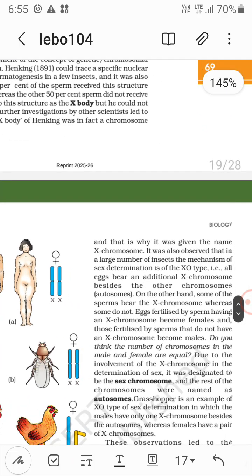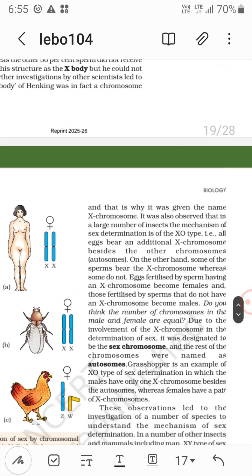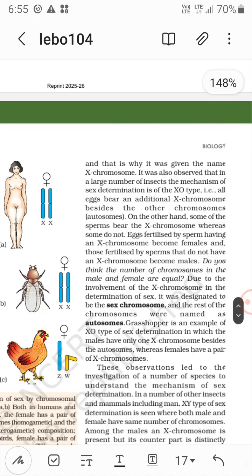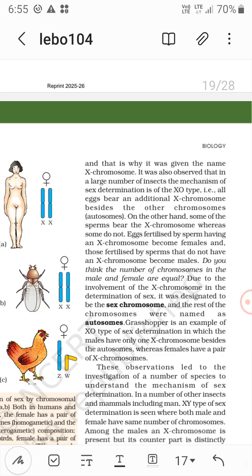It was a chromosome, and that is why it was given the name X chromosome. It was also observed that in a large number of insects, the mechanism of sex determination is of the XO type, that is, all eggs bear an additional X chromosome besides the other chromosomes, that is, the autosomes.